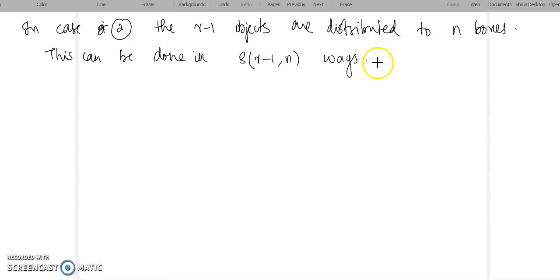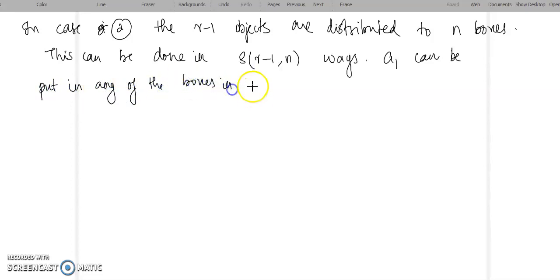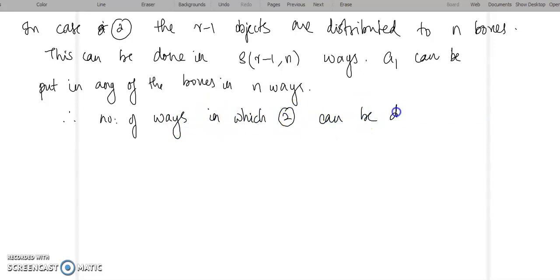Now A1 can be distributed in n ways. A1 can go to box 1, box 2, and so on up to box n. So A1 can be put in any of the boxes in n ways. Therefore the number of ways in which case 2 can be done will be n into S(r-1, n).